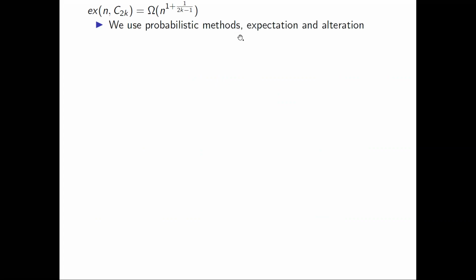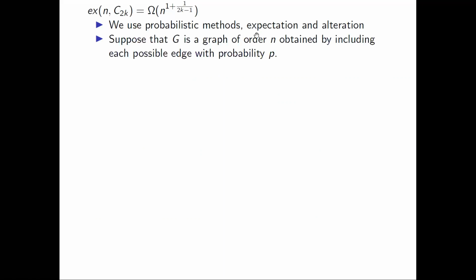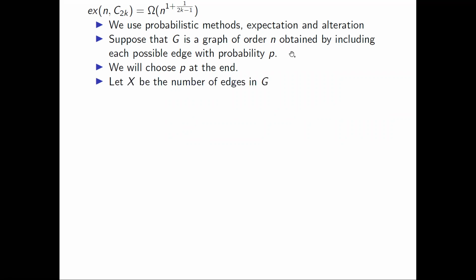So we'll start with an empty graph of order n. So it has n vertices, it doesn't have any edges yet. And we're going to add edges to the graph independently, each with probability p. So each possible edge will be included with probability p. And this value p, in some of the proofs that we saw earlier in the class, we chose p at the beginning of the proof. For this proof, it'll make sense to choose p at the end. So we'll just choose a p-value that works for us to give the bound that we want.